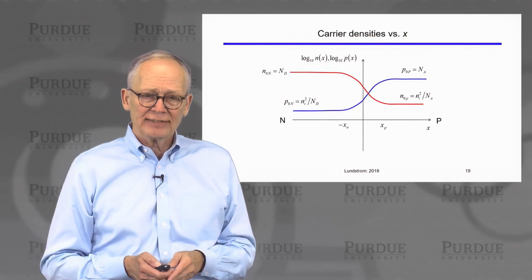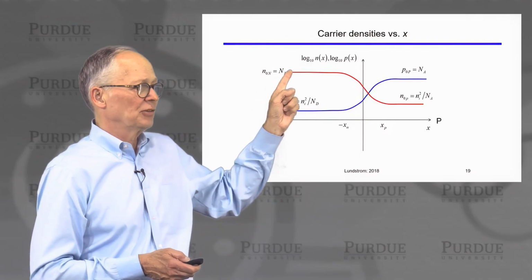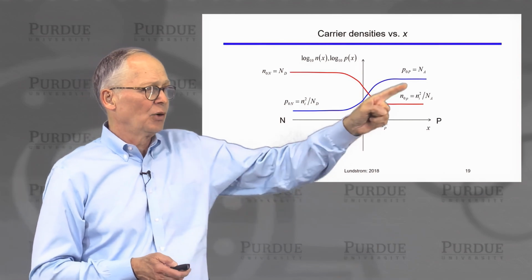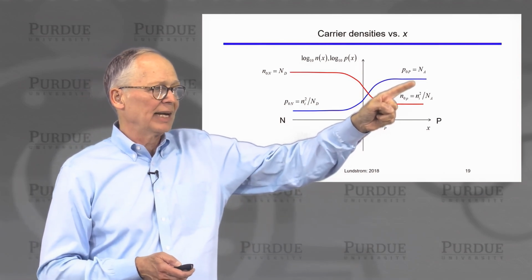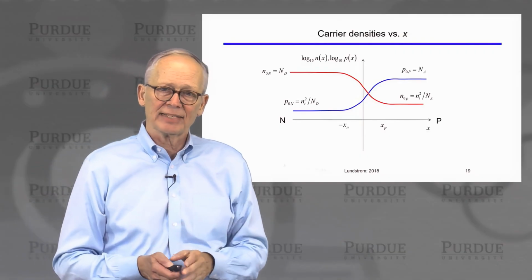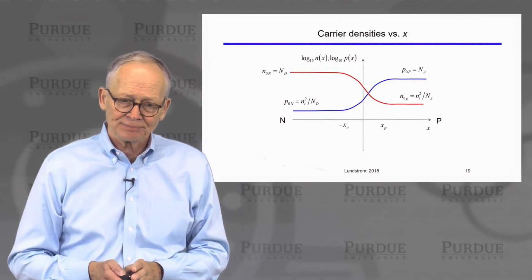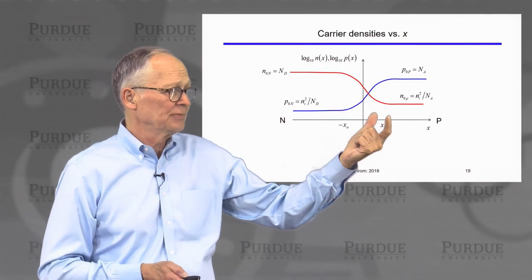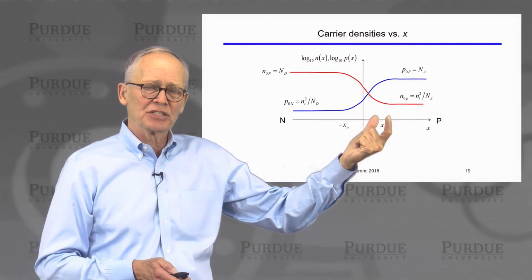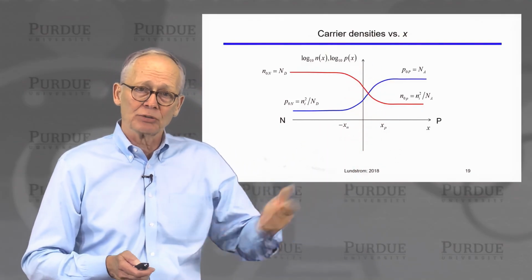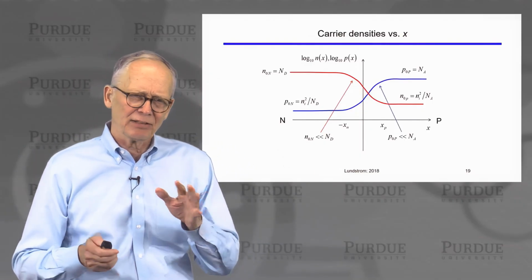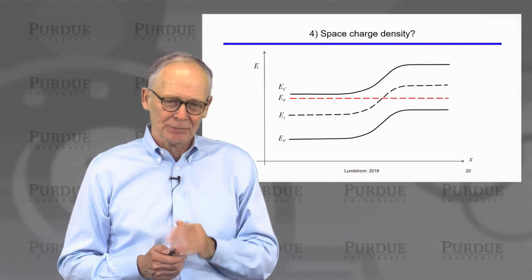So we can just sketch these out. The electron concentration goes from a high value on the N side to a low value on the P side. The hole concentration goes from a high value on the P side to a low value on the N side. We can just sketch that out from the energy band diagram. Notice this is a log plot. So in the transition region, we don't have very many electrons or holes. That's going to be important because it'll help us figure out the space charge density in a minute.